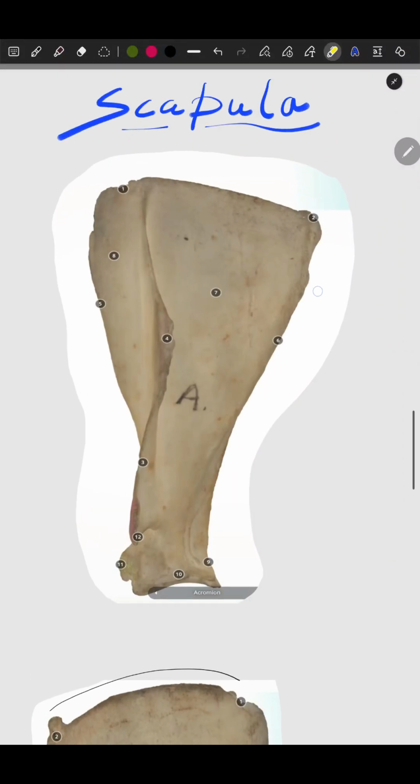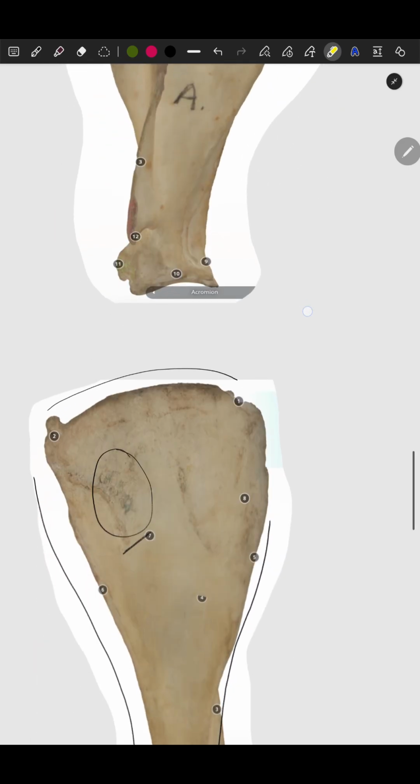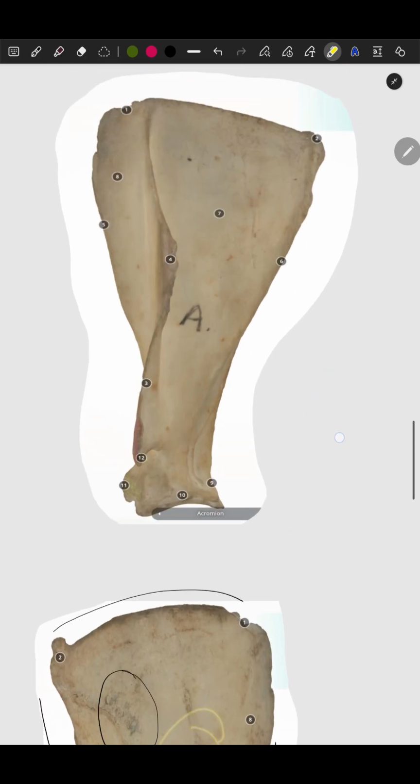Today we are going to discuss a very basic, simple, and first bone of the forelimb, that is the scapula. First of all, we should know that there are two surfaces of the scapula. This is the lateral surface and this is the medial surface of the scapula.